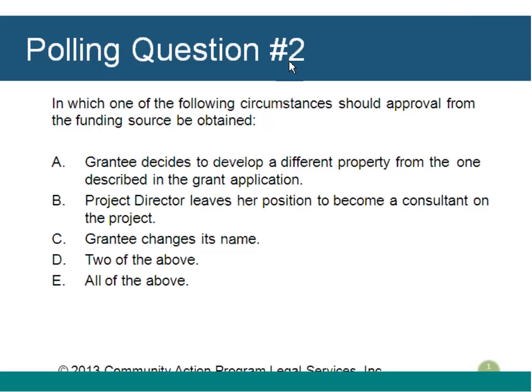So A, grantee decides to develop a different property from the one described in the grant application. Prior approval is needed for construction projects and for major changes in construction projects, such as deciding to develop a different site. B, project director leaves her position to become a consultant on the project. A change in key personnel does require prior approval, including in a situation like this where an individual might still stay on the project but now in a new capacity as a consultant. And also a grantee changes its name, C, that also requires prior approval because it's considered a restructuring change.